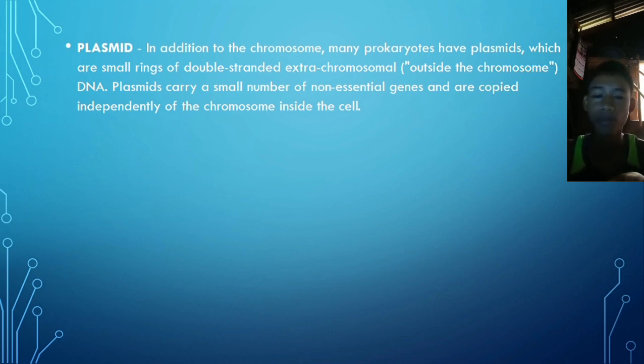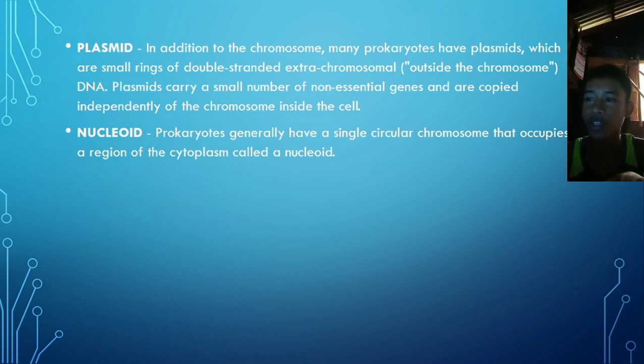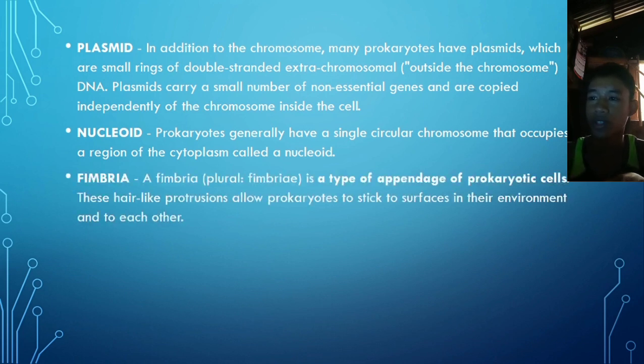Plasmids carry a small number of non-essential genes and are occupied independently of the chromosomes inside the cell. The next one is the nucleoid. Prokaryotes generally have a singular chromosome that occupies a region of the cytoplasm called a nucleoid.